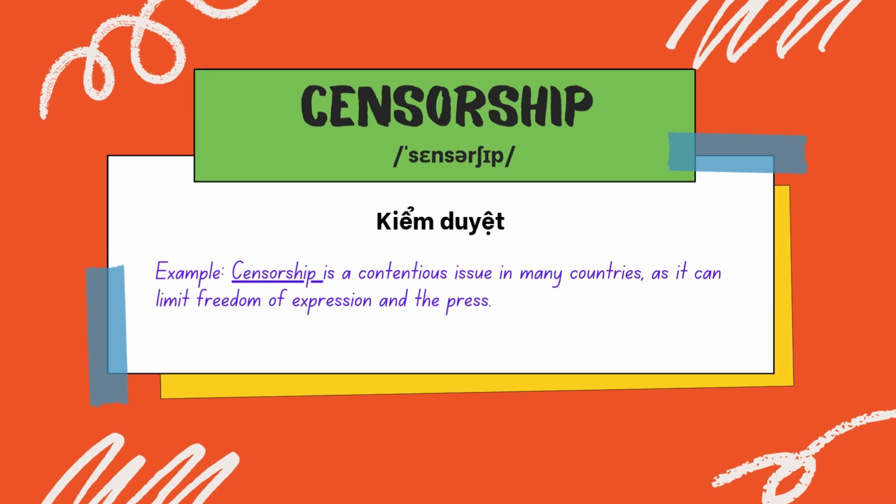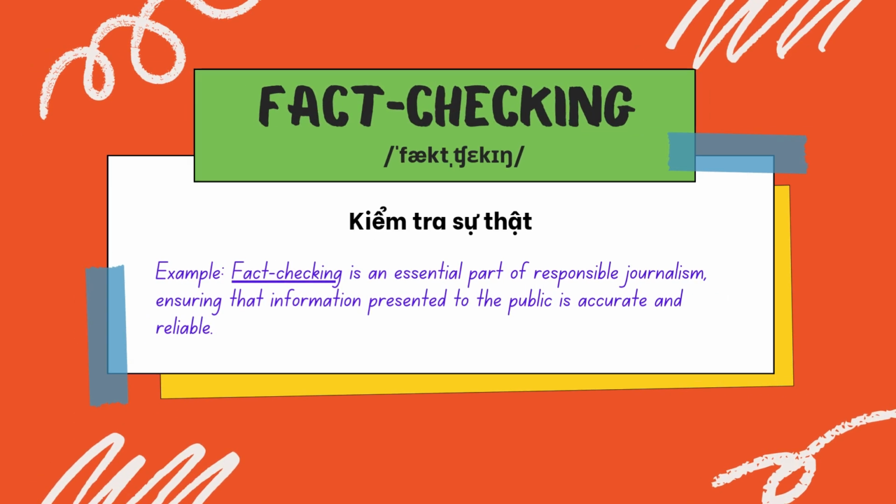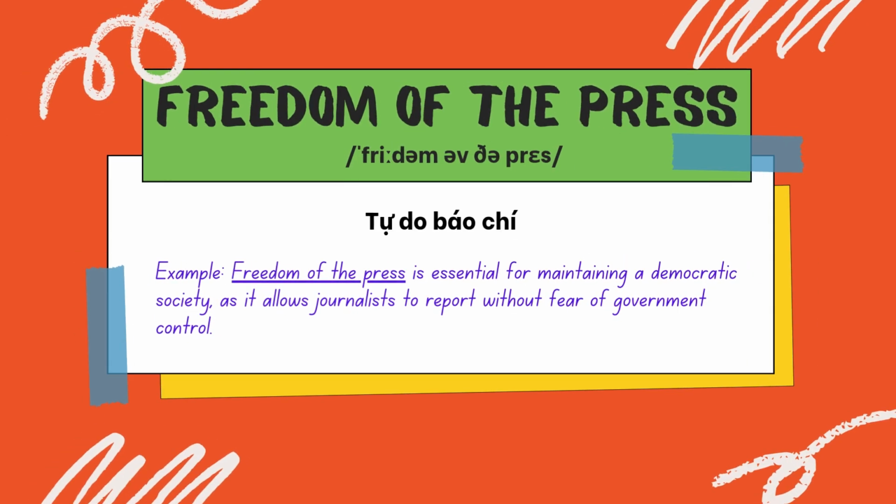Censorship. Example, censorship is a contentious issue in many countries, as it can limit freedom of expression and the press. Fact-checking. Example, fact-checking is an essential part of responsible journalism, ensuring that information presented to the public is accurate and reliable. Freedom of the press.